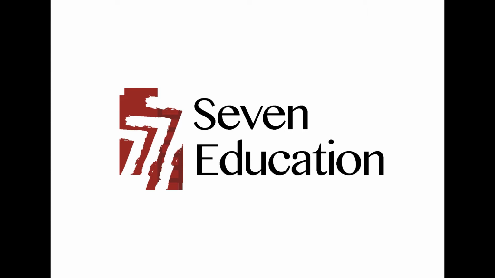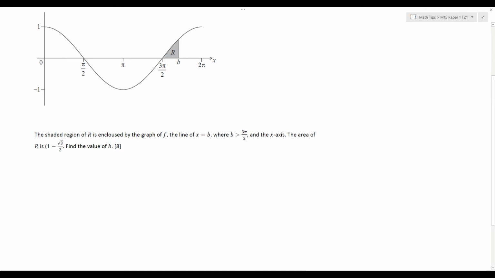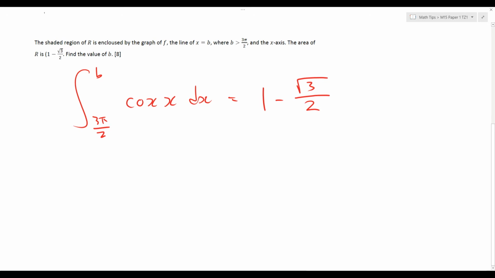Today we're going to go over an integration question, and this integration question is shown on the screen. Let f(x) = cos x for 0 ≤ x ≤ 2π. The following diagram shows the graph of f, and there are x-intercepts. We're supposed to calculate the shaded region. So obviously what we're going to do is integrate cos x between b and 3π/2. And after that, what we are going to find is that the area is actually 1 - √3/2. Alright, so let's get cracking.